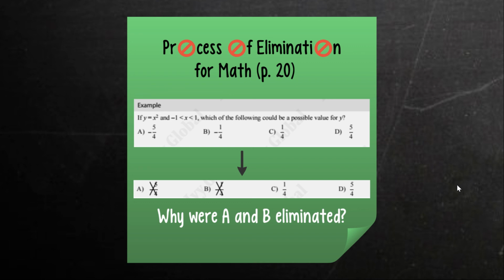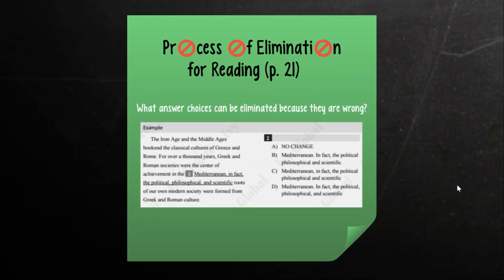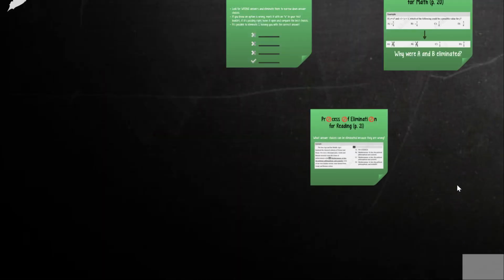Right? Ask the class, why were A and B eliminated? Right? Have them interact. Right? And I try not to focus too much on me presenting to the class. I'll have them give their own responses and have them interact as well. And oftentimes students will be intuitive and reach the correct answer as well using the strategies that you presented to them. And here's an example that you can show for reading as well, process of elimination.